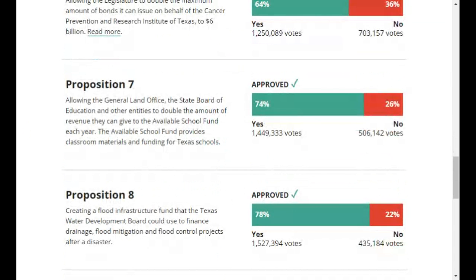Proposition 8, creating a flood infrastructure fund. Here in Wessico, in 2019, at the beginning of the year, the voters did pass something like a $100 million bond to improve the drainage system here. With that flooding in 2018, that was catastrophic. It became clear to the voters, we've got to do something about this, right? We're a low-lying area. We can't keep having this happen.